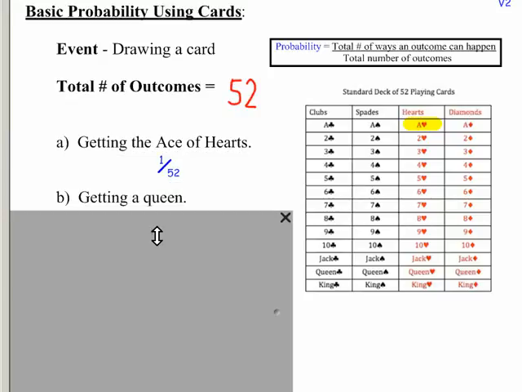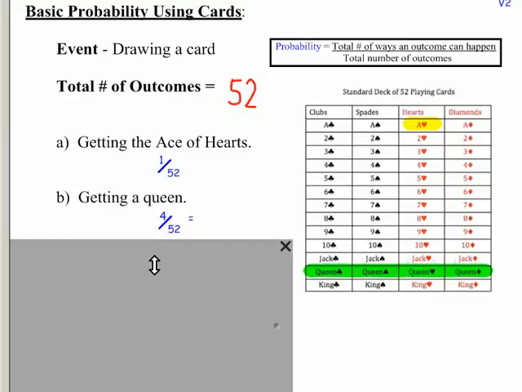Okay, what if I want to find the probability of getting a queen? Now I need to realize there are actually 4 queens in the deck. So there are 4 queens and there are 52 cards total, so I would be looking at a probability of 4 out of 52. Some people like to leave the 4 over 52 because it shows 4 cards out of 52 cards. It could also be reduced. This problem would reduce to 1 out of 13.